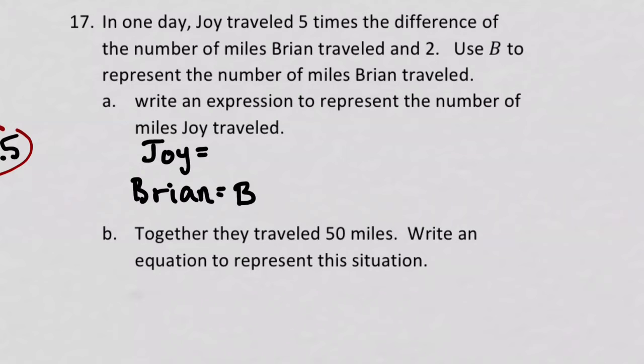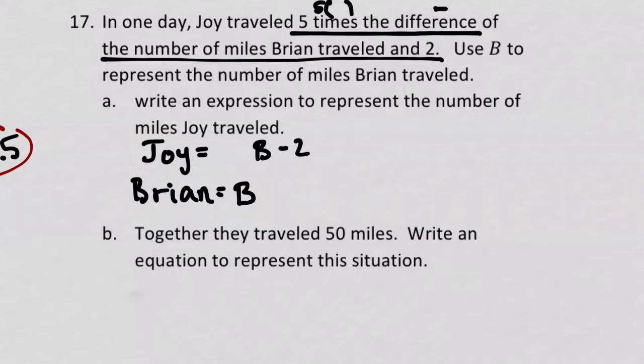Let's see. Joy traveled 5 times the difference. That means minus. And times means multiply. So 5 times the difference of the number of miles Brian traveled and 2. Okay, so let's start with the difference of the number of miles Brian traveled and 2. Difference means minus. And we're subtracting the number of miles Brian traveled and 2. So it's B minus 2. Right? The difference of the number of miles Brian traveled and 2, that's b minus 2.